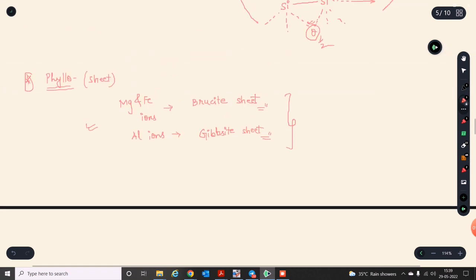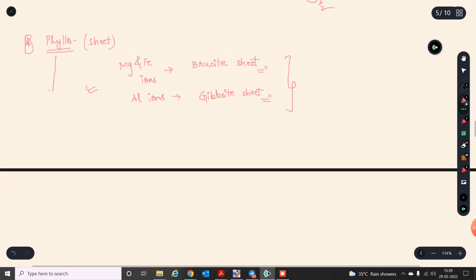Now, in any structure we can see that Al becomes an important substituting element, and in phyllo, basically, I was talking here, so I will write here only. Al basically becomes an important substituting element in many structures, right? But in phyllo, OH, F, Cl, any of these may be present.